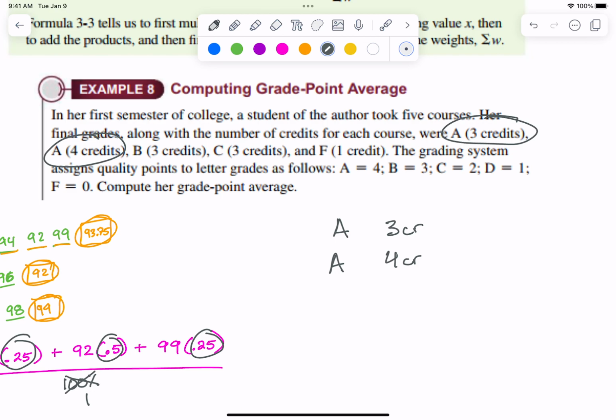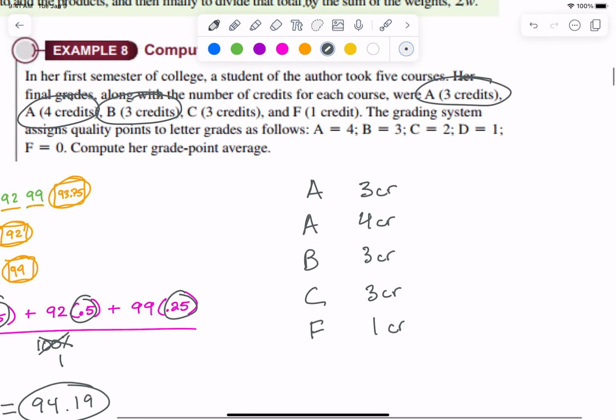So: A in a 3 credit hour course, A in a 4 credit, B in a 3 credit, C in a 3 credit. And then you got an F in a 1 credit class, because we didn't care about that 1 day a week class we had to go to, evidently.